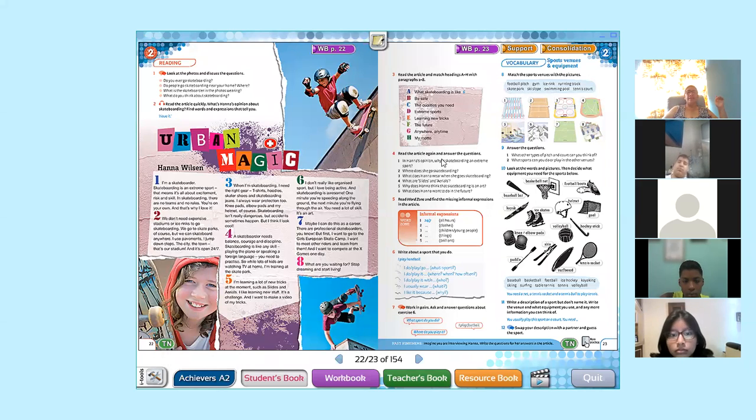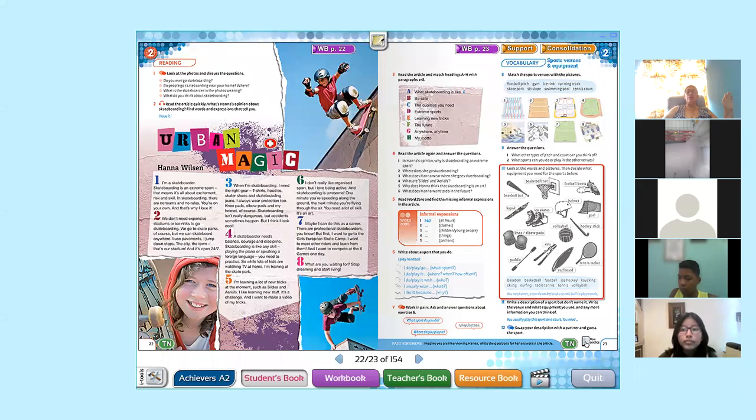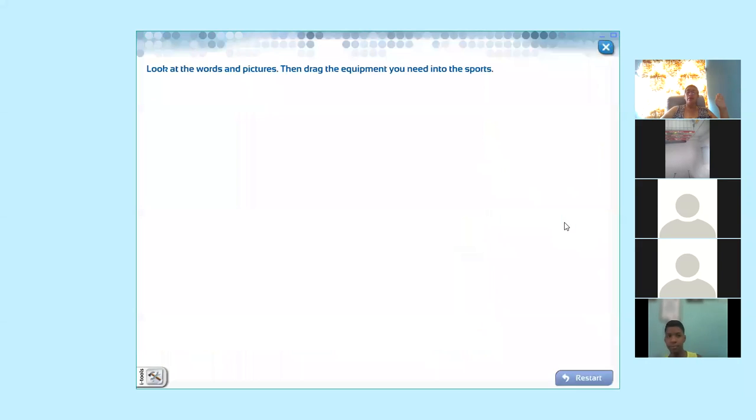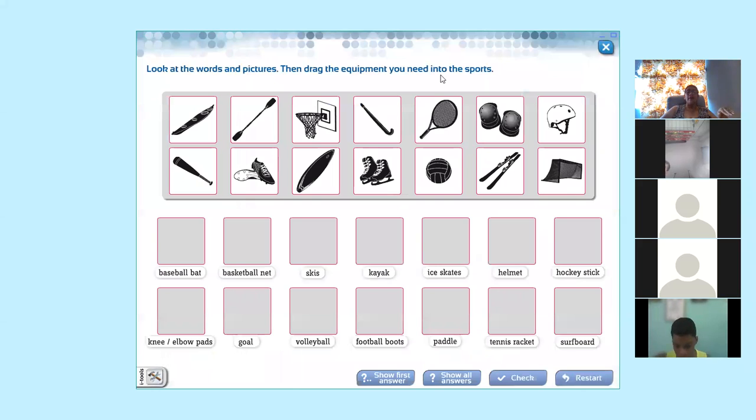Okay, we continue the second part of the session. Remember that we were talking in the first part about the sport venues, and now we are going to check the specific ones. Activity number 10, we're going to have the vocabulary about that.